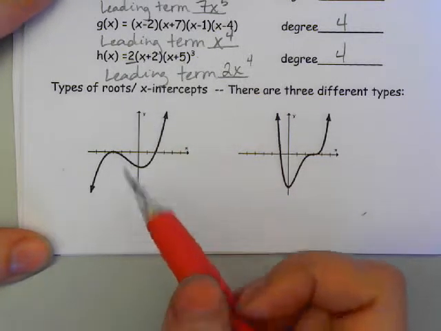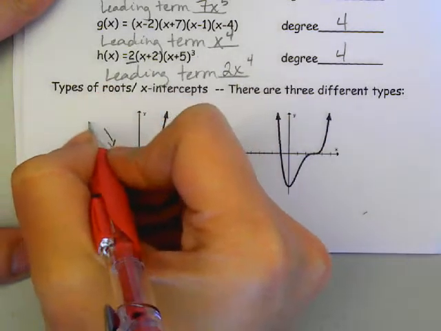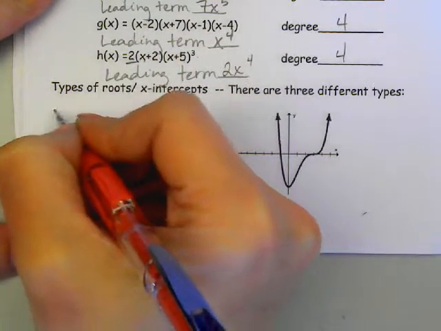We name them in 3 different ways. A bouncing root is one that comes up or down, touches the x-axis, and changes direction.